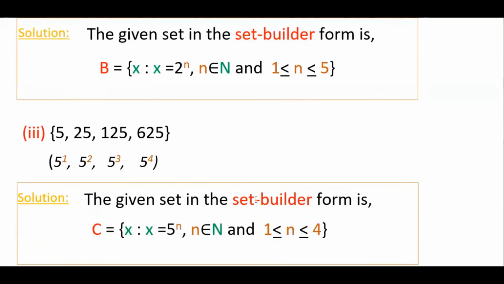Next one, 5, 25, 125, 625. These elements also you can write as 5 to the power of 1, 5 square, 5 cube, 5 to the power of 4. So here the powers are changing from 1 to 4 and the base is the same, that is 5. So you can write 5 to the power of n. C = {x such that x = 5^n, n belongs to capital N, and 1 ≤ n ≤ 4}.